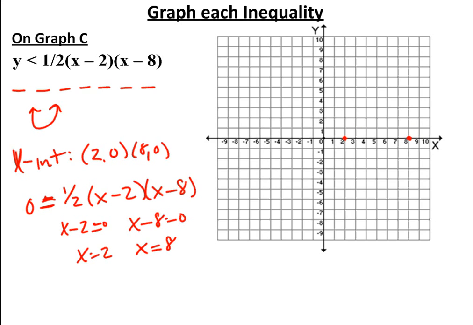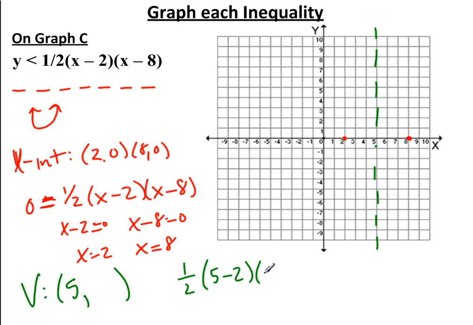Well, to find the vertex, we should know that these points are symmetric. So that means that halfway in between, which happens to be right here at x equals 5, is where my vertex is going to be. If you need to draw a line to help you, please do that. So I know my vertex is going to be at 5 comma something. So what I can do is substitute 5 into my equation: 5 minus 2, 5 minus 8. So I'm going to get 1/2 of 3 times negative 3. So that's 1/2 of negative 9, or negative 4.5. So if I go to 5, and then down to negative 4.5, that's where my vertex is. Okay, and I know it's facing up.